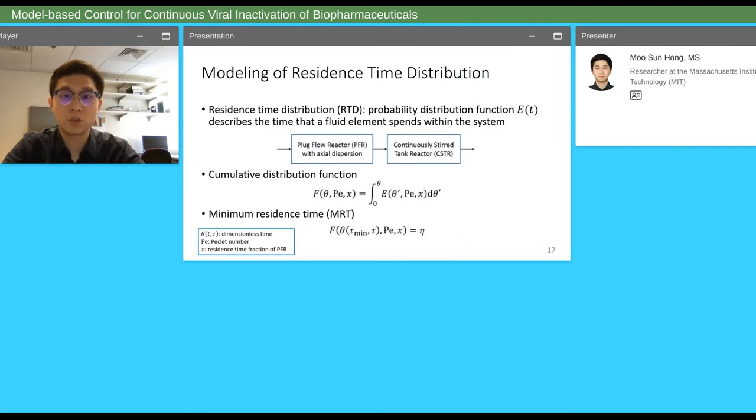The cumulative distribution function can also be simply computed by integrating the residence time distribution over time. And this allows us to define the minimum residence time as a given formulation. Term eta here is a small value corresponding to the fraction of material leaving the column before the minimum residence time.